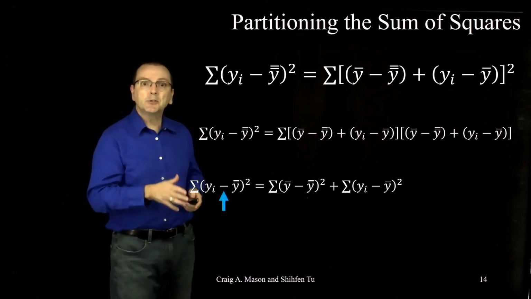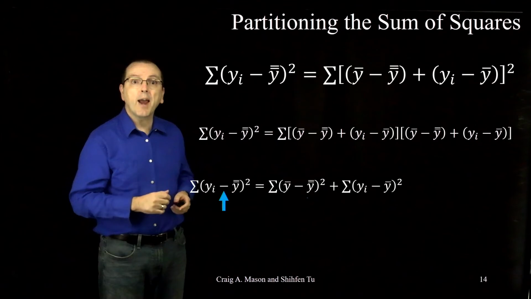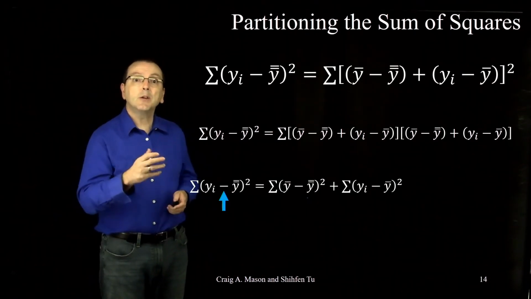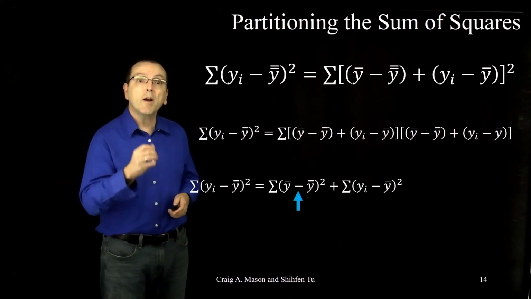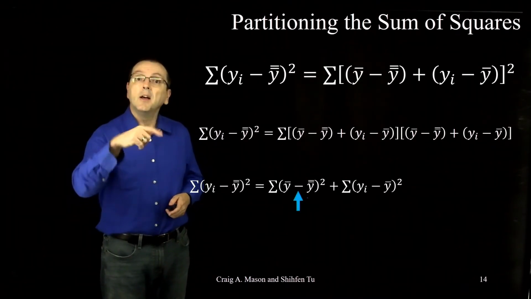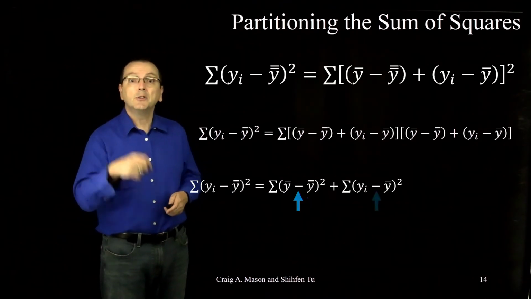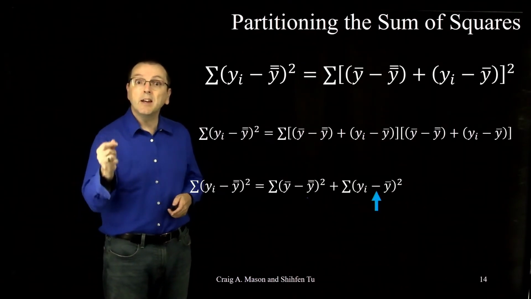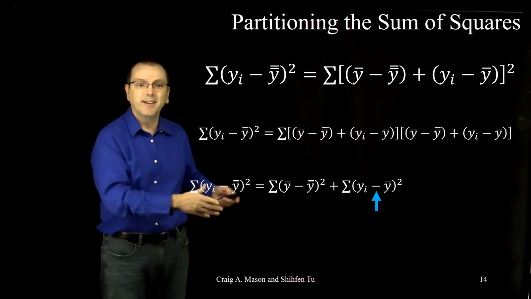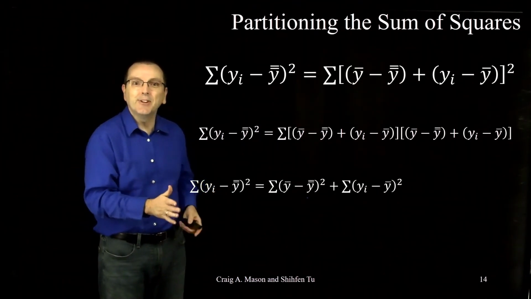Our sum of squared deviations from the grand mean, our sum of squares, is equal to the sum of squared deviations between the group means and the grand mean, plus the sum of squared deviations between individual scores and their respective group mean. Isn't that beautiful?